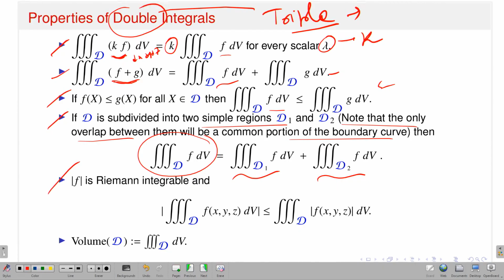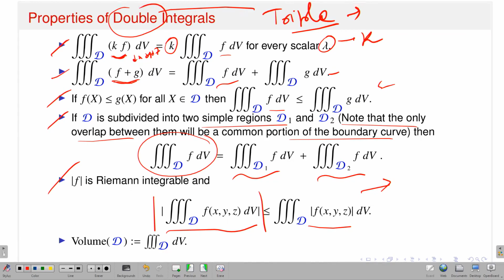Another one: if the modulus of a function f is Riemann integrable or triple integrable, then you have this kind of estimate. That means you can show that f is also triple integrable. Not only that, the absolute value of the integral is dominated by the integral of the absolute value, which means you can push the absolute inside the integrand. That is what it says. So this estimate is true provided modulus of f is Riemann integrable.